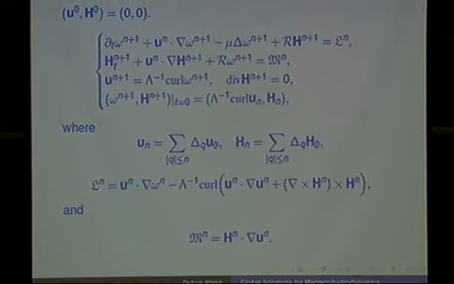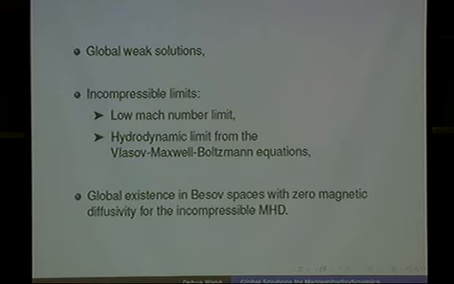Okay. And we are working on this compressible case. So let me show what I told you about this in MHD. We show the global weak solution, and we look at the incompressible limit also. One is the zero Mach number limit, and another is the hydrodynamic limit from this VMB, and also we look at the Besov space for this zero. So this is kind of difficult.